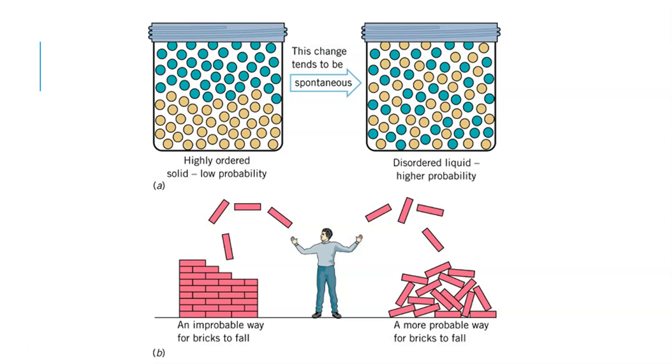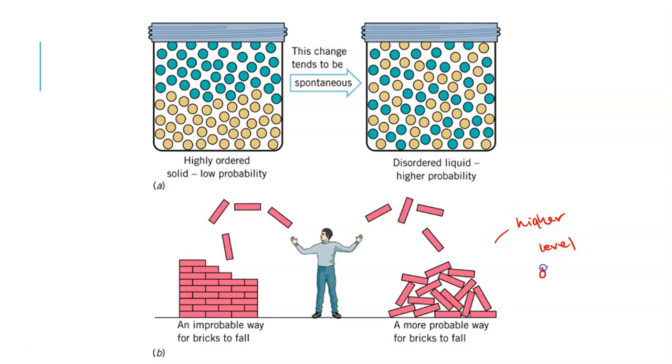When we're talking about entropy, what we're talking about is the tendency towards something becoming disordered. So if we think about a solid, it being highly ordered is a lower probability than a disordered liquid, which is the higher probability. One way to think about this is if you were to stand with a pile of bricks and throw them, it's improbable for the bricks to fall in a highly ordered arrangement. What's more likely is for them to fall in a random assortment rather than ordered. So this would have a higher level of disorder.